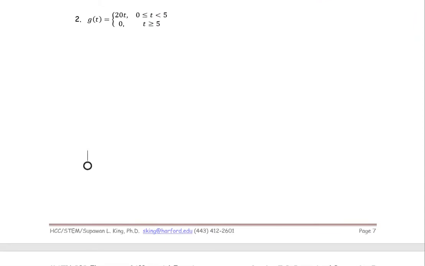In this example, g(t) is defined to be 20t for t greater than or equal to 0 and less than 5, and defined to be 0 for t greater than or equal to 5. The point of translation occurs at a equals 5. The piecewise defined function can be treated as 20t minus 0 for the first one and 20t minus 20t for the second one.